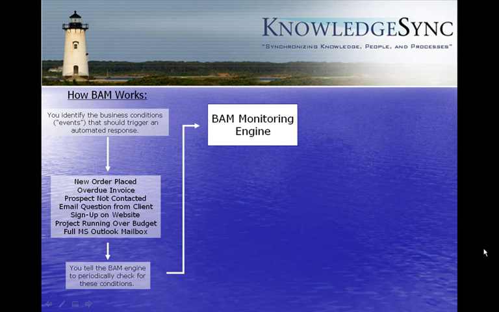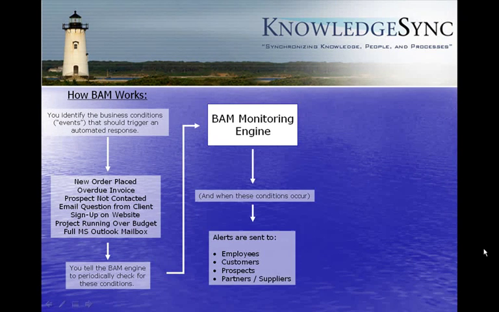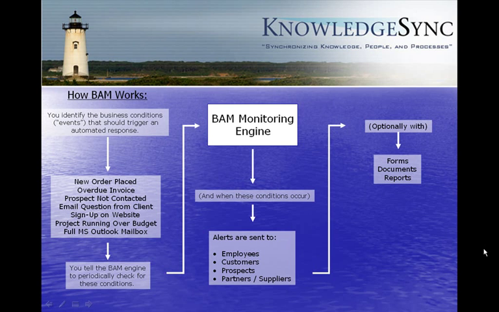Now, the BAM technology engine, when it monitors for such conditions and finds them, needs to respond to those conditions in certain ways. And these analysts identified 3 different ways that a BAM technology should be able to respond to such business conditions. First of all, the sending of alerts. Alerts that can be sent to employees, customers, prospects, suppliers, and partners. And also the ability to send out forms, documents, and reports, like sending an invoice to a customer when they place a new order, or perhaps sending an AR aging report to a CFO about a particularly overdue client.